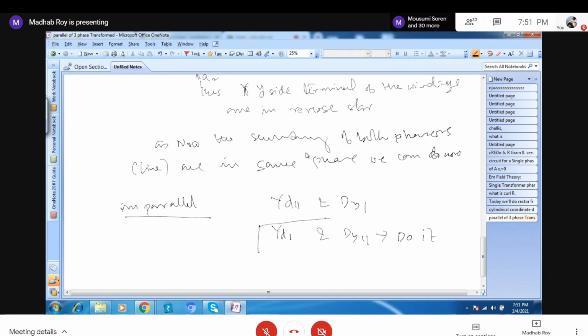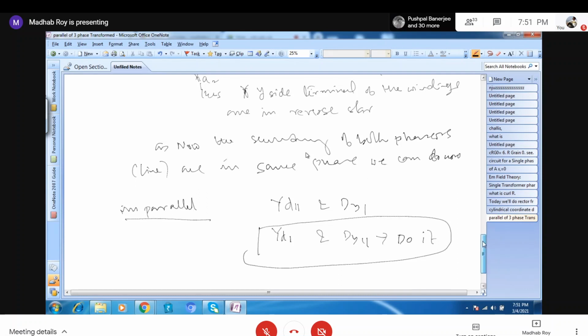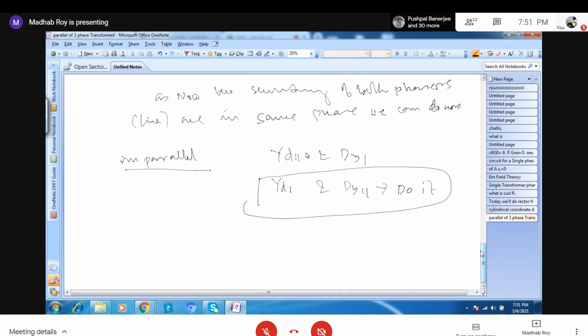So you have to do this one, okay? You have to do this one, practice this one. Then we can do the parallel operations of this transformer. And now, how to test the vector group of a transformer.